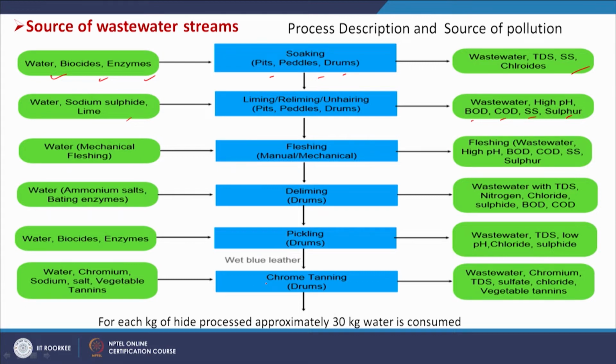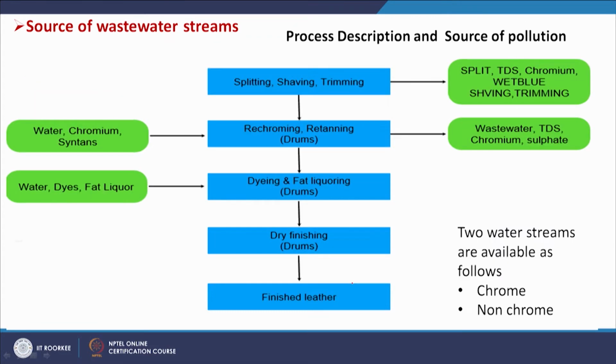And then chrome tanning, here we use water, chromium sulphate and then sodium salt, and vegetable tannins maybe in some operations, and then the wastewater which is generated contains chromium, TDS, sulphate, chloride, vegetable tannins etc., and the operation is done in drums. After that, the splitting, sieving and trimming operations take place, where we get different compositions in the water like chromium, etc., TDS, splits etc., and some.